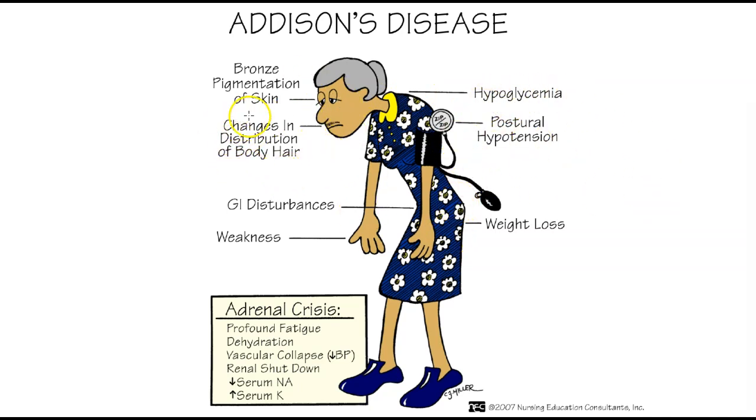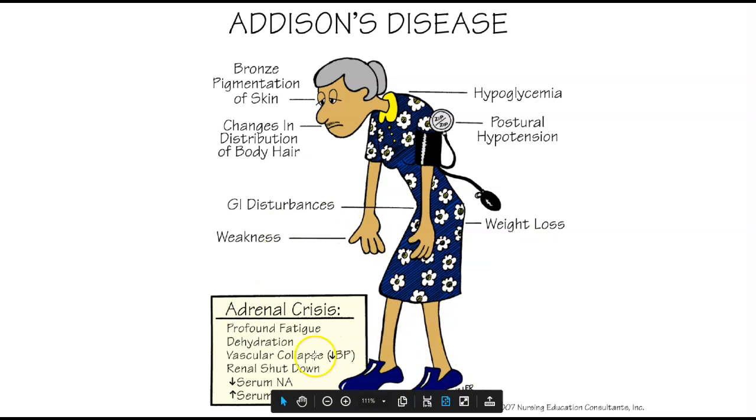There's also changes in the distribution of body hair. So this is supposed to be a female, right? But as you can see, there's some facial hair growth, when usually females don't have much of facial hair. There's GI disturbances, generalized weakness, and weight loss.